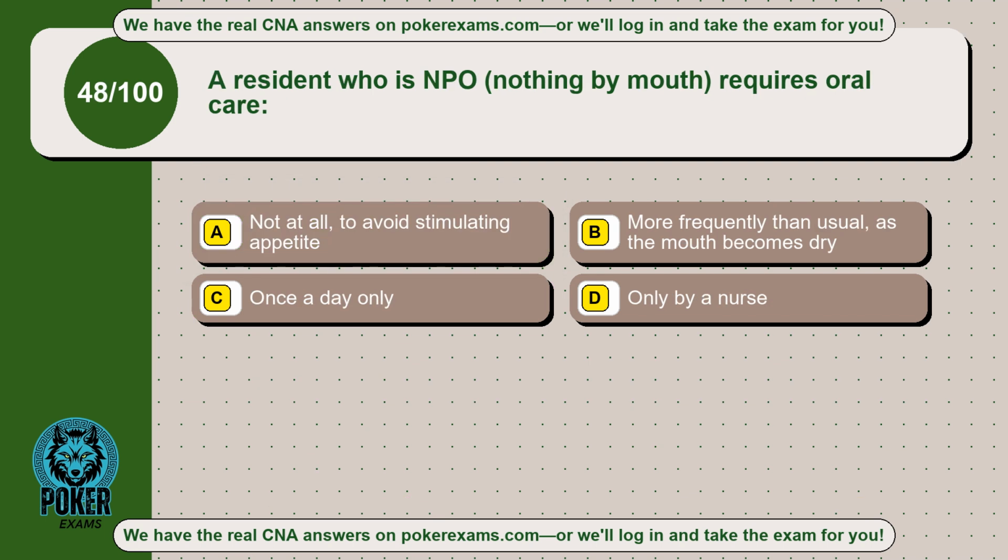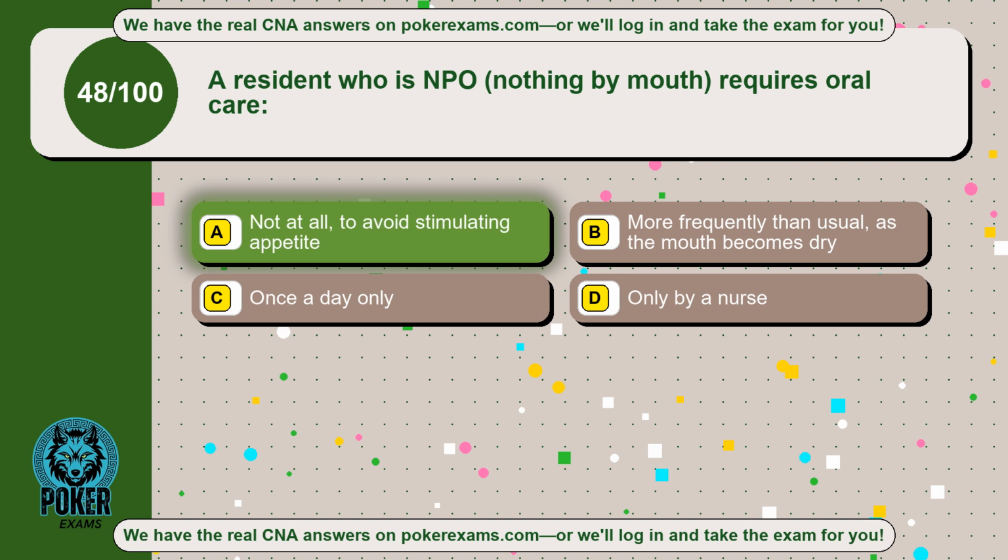Question 48. A resident who is NPO, nothing by mouth, requires oral care. Option A, not at all, to avoid stimulating appetite. Option B, more frequently than usual, as the mouth becomes dry. Option C, once a day only. Option D, only by a nurse.